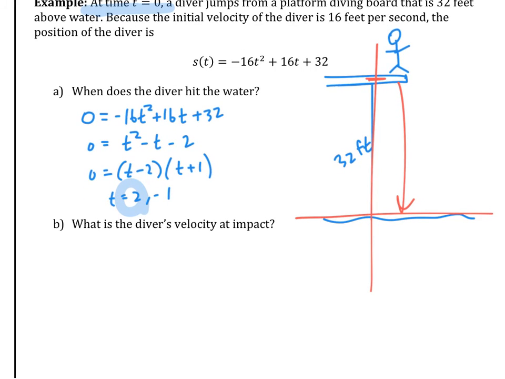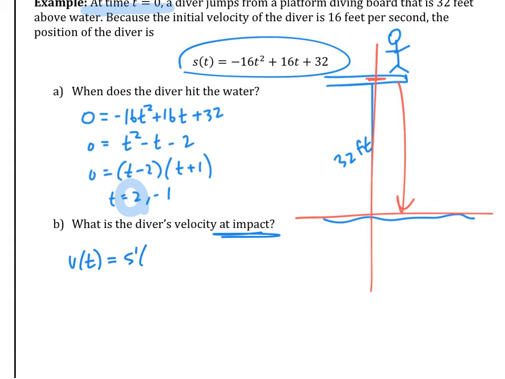Next one. What is the diver's velocity at impact? At impact means when he hits the water, how fast was he going? Well, when does he hit the water? 2 seconds later. How fast was he at 2 seconds? Well, that depends on this function, right? So how fast was he going? That is a velocity question. And then remember, velocity is the derivative of position. So go ahead and figure out how fast was he going when he hit the water.